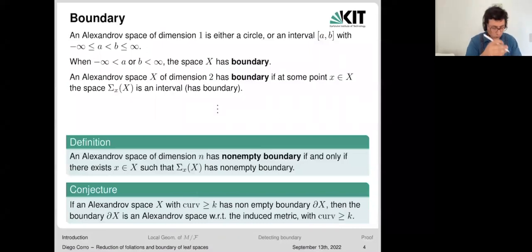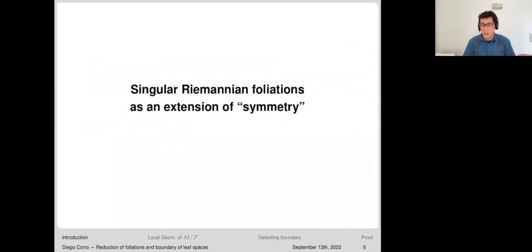And this conjecture is connected to the motivation for the work that we carried out with Adam, as you will see later on. But now I'm going to stop here with Alexandrov spaces. I'm going to switch to singular Riemannian foliations. And I'm also going to tell you why these are a good notion of having an extended notion of symmetry.